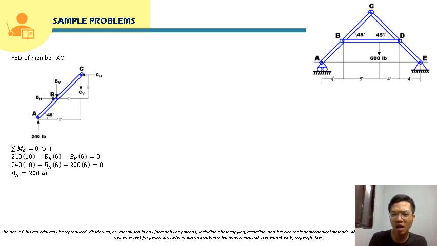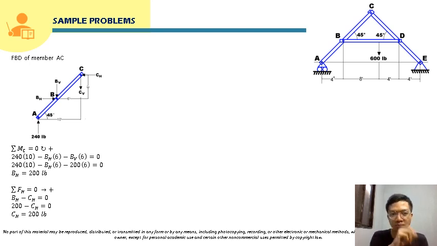So no need to include here if the force is directed to the right or to the left. So no need to write that. So BH is 200 pound. Okay, so also to solve for CH, since we already solved for BH here, we can directly solve for CH. So that will just be BH minus CH is equal to 0. We already solved for BH, so basically, CH will just be equal to 200 pound.